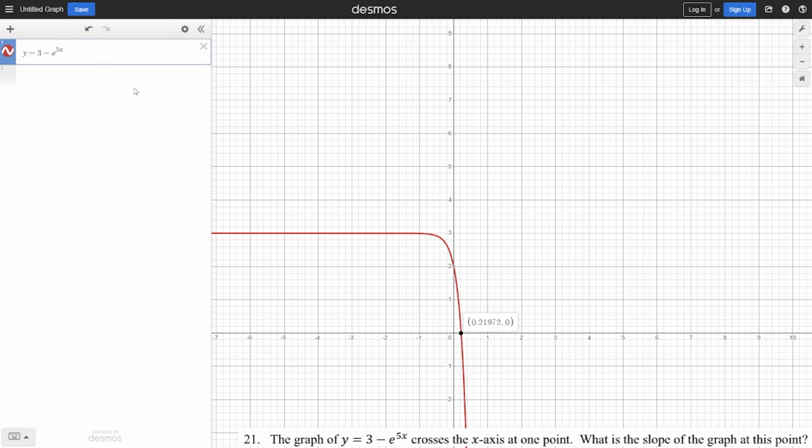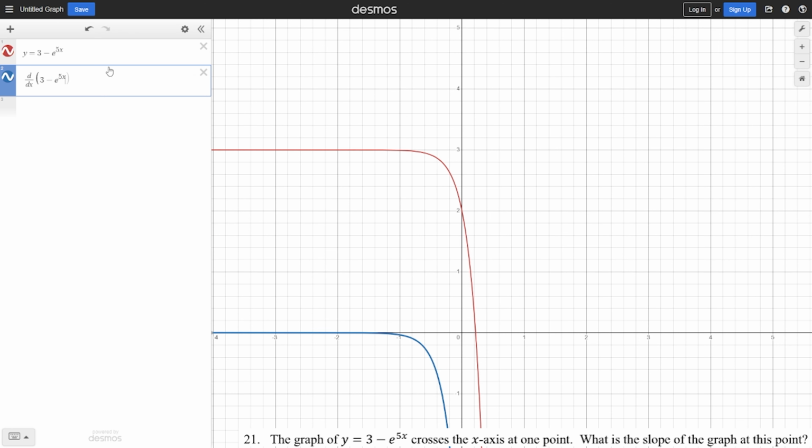This is Unit 2.3, question 21 of the test prep. The graph y equals 3 minus e to the power of 5x crosses the x-axis at one point. What is the slope of the graph at this point? So I already went ahead and graphed it. To find the slope, we can see that it crosses the x-axis right here at negative 2.1972. To find the slope of the graph at that point, we just need to take the derivative when x is that. So I'm going to go ahead and do this, take the derivative when x is equal to this.